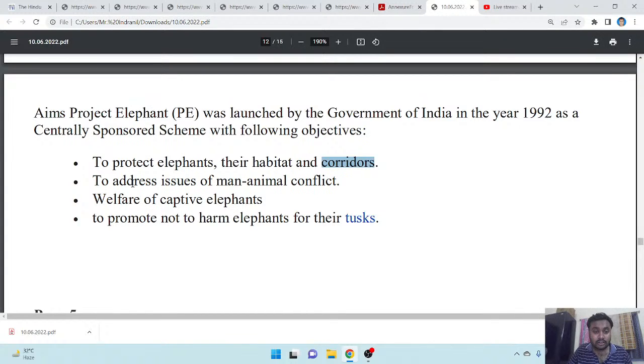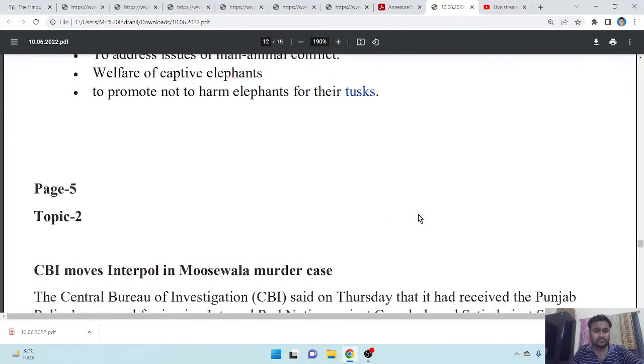Now, to address the issue of man-animal conflict and the welfare of captive elephants, and to promote not harming elephants for their task. This is the news. Move to the next topic.